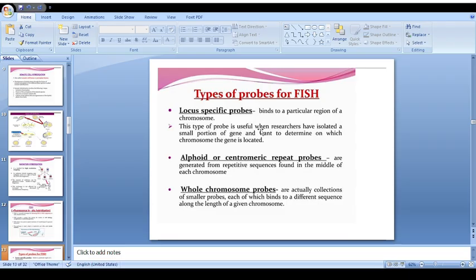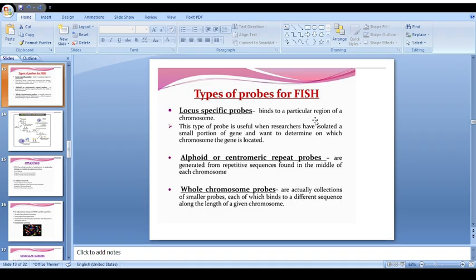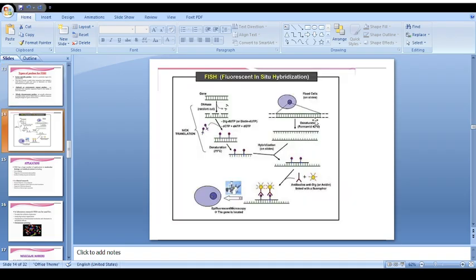They are locus specific probes or intercalating probes. Normally the locus specific probes bind to a particular region of the chromosome. This type of probe is useful for the researcher to isolate a small portion of the gene and to determine on which chromosome the gene is located. For example, alphoid or centromeric repeat probes are generally used for repetitive sequences found in the middle of the chromosome, that is in the centromeric region, whereas whole chromosome probes are actually a collection of small probes which bind at different sequences along the entire length of the DNA. It can bind with the entire length of the DNA. We call them whole chromosome probes.